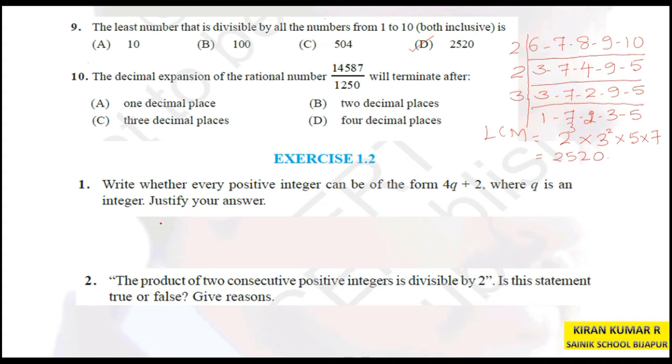Look at the 10th question. The decimal expansion of the rational number 14,587 upon 1,250 will terminate after option A 1 decimal place, option B 2 decimal places, option C 3 decimal places, and option D 4 decimal places.